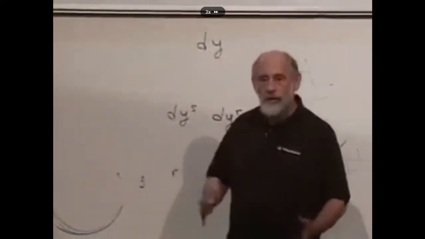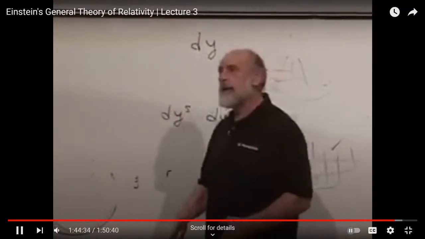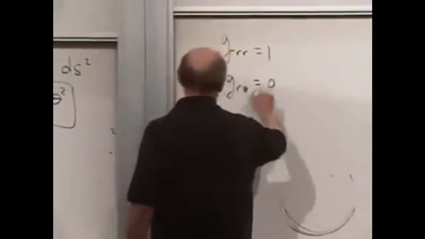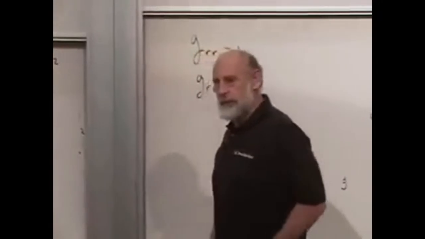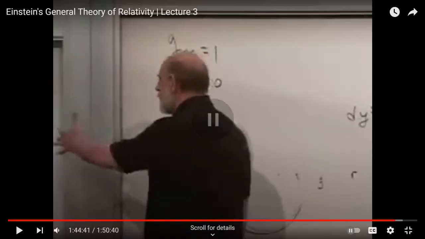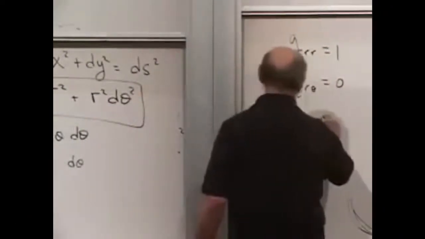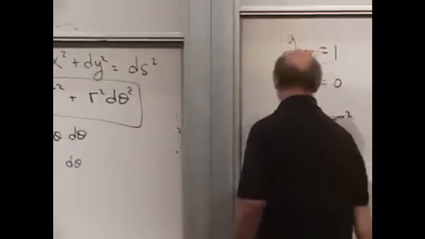That's the thing which will multiply dr times d theta. And that's 0. There is none. So far, it looks exactly the same as flat space, but the new thing comes when I write g_theta theta. And that's not 1, it's r squared.